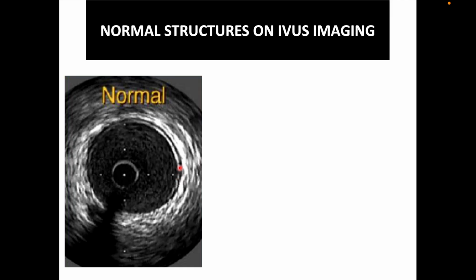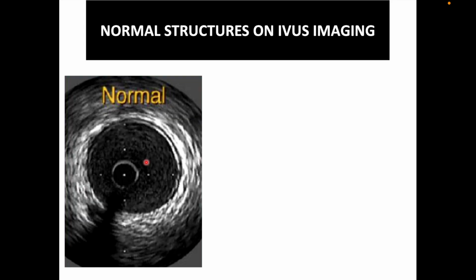Then around it, the black line is the media. And outside this black line is the whitishness. This is all adventitia. It's important to see the thinness or fineness of the intima, because when the plaque develops, the plaque accumulates within this intimal layer, and then this white line spreads out and widens out.